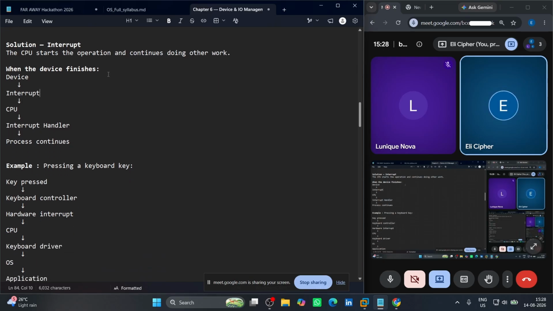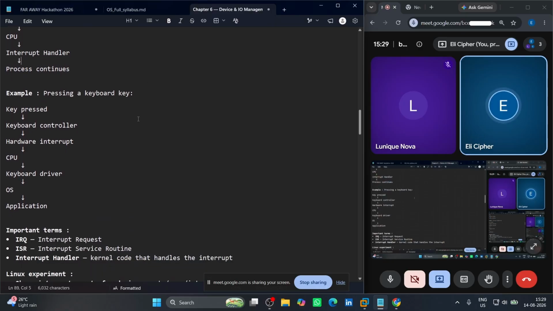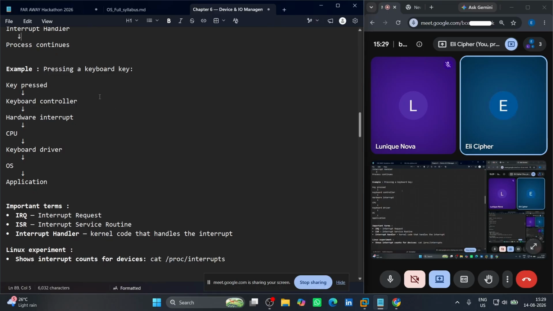When the device finishes its work, the flow goes from device to interrupt to CPU to interrupt handler, and then the process continues, right? No need to take too much stress about all this. These are just the basic things you need to know. You need not go into depth until you are working on specific projects or topics like that. Then you will have to go through all of this.